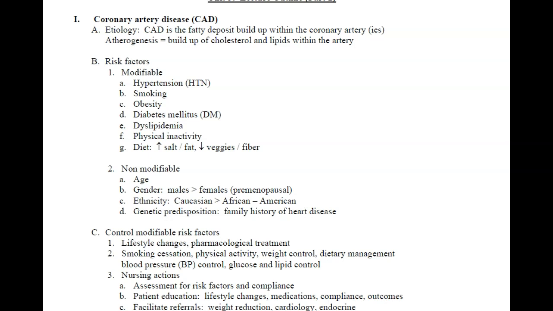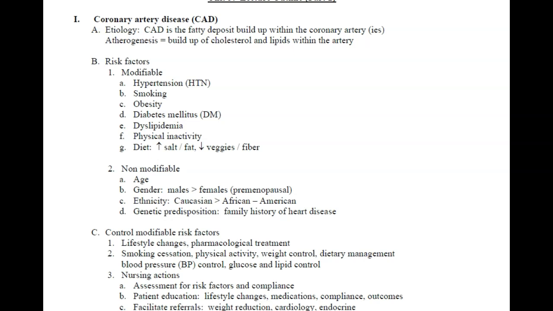We can't prevent aging. Gender. So males are at a higher risk of developing CAD than premenopausal females, but that actually equalizes as females reach menopause or become postmenopausal. When it comes to ethnicity, Caucasians are at a higher risk compared to African Americans. And then there are also genetic predispositions. So if somebody has a family history of heart disease, especially when somebody develops it at a younger age, there is a likelihood that there's a genetic component to it.